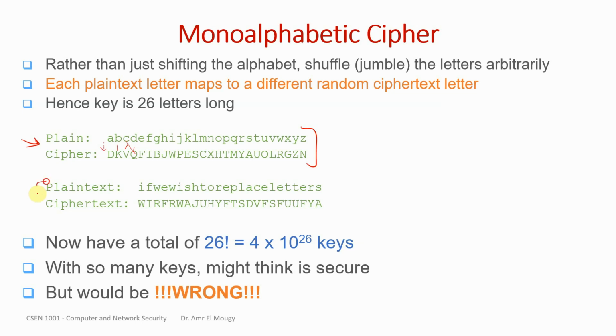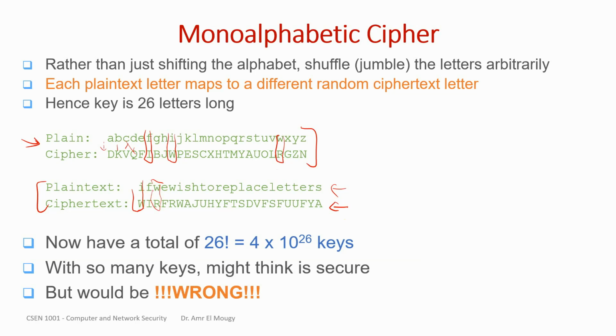An example of the monoalphabetic cipher according to this map is shown here. So this is the phrase that we are trying to encrypt. If we wish to replace letters, this is what we want to encrypt. If we go to the map, I is replaced with W, so I becomes W. F is replaced with I. W is replaced with R. So this is basically how you replace everything. This is how you encrypt. So this here is the ciphertext. This is what gets sent to the receiver, and this is what the attacker now has to work with.